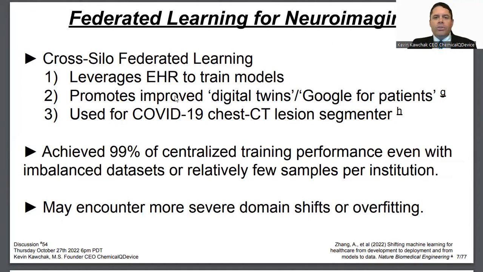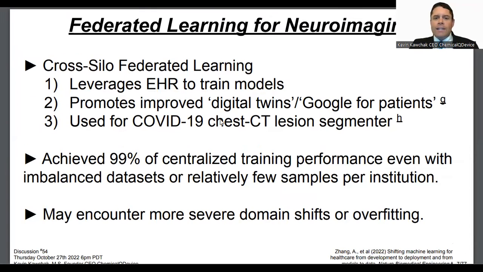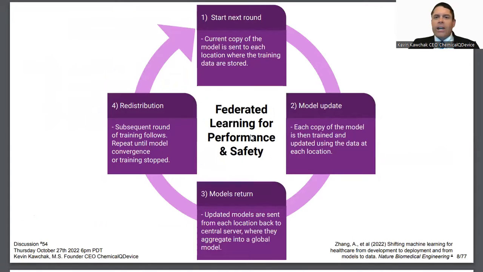Now, you'll see this, and Google's very into this. They have this thing called digital twins or Google for Patients. And it was used during COVID-19 for a chest CT lesion segmenter. So this has to do with medical imaging. And what they found is basically 99% of centralized training performance, even if you have imbalanced data sets or relatively few samples per institution. The hard part is getting all of the standards correct, like all of the computing at each facility to be the same, as it's trained on the site, and then as it goes to the cloud. And it's an iterative process.